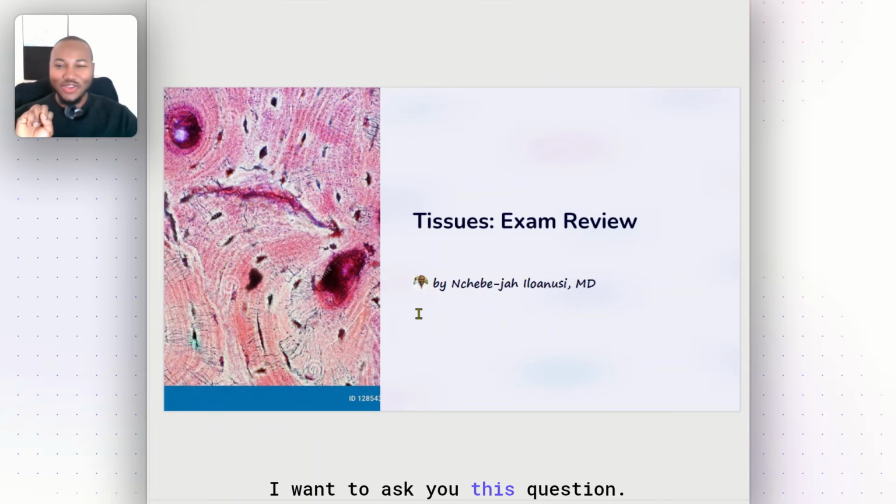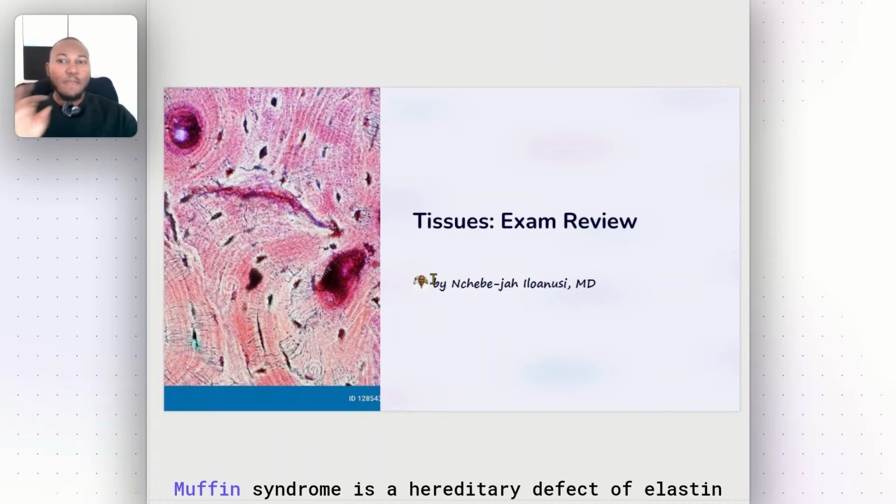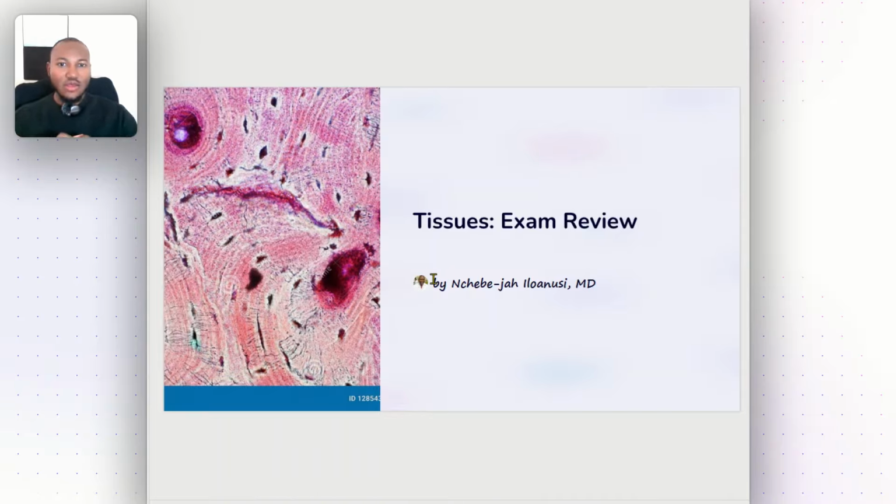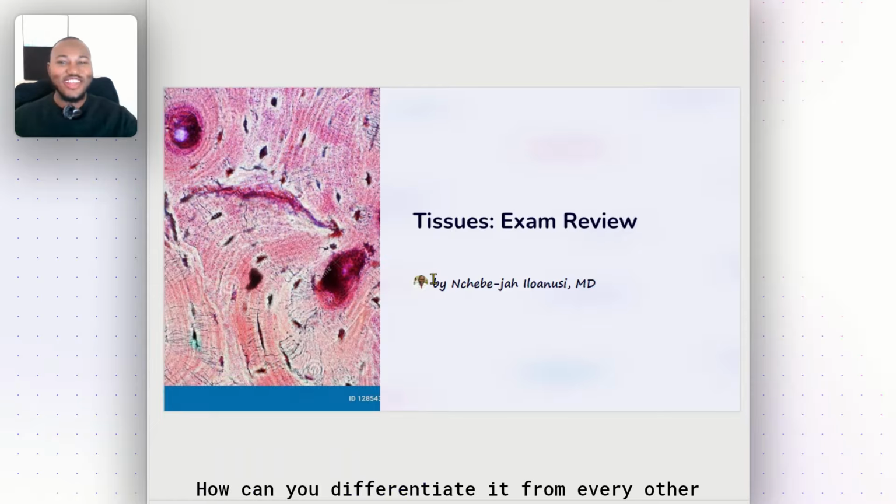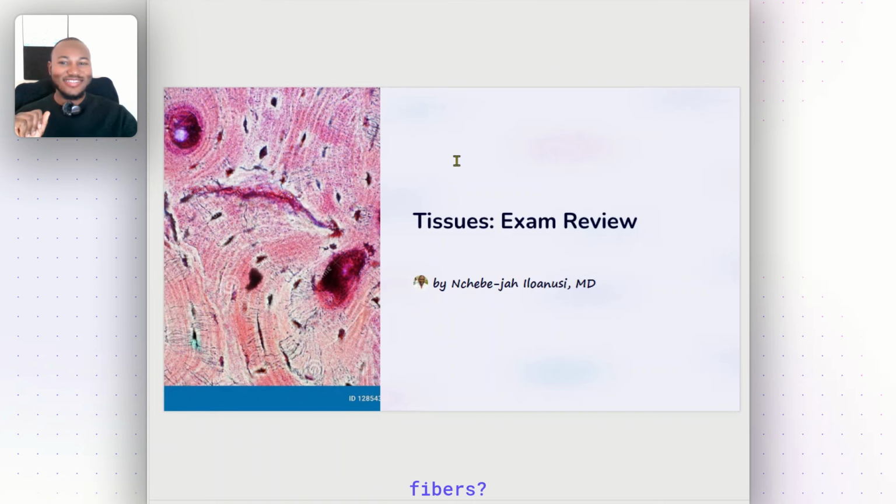Hold on. I want to ask you this question. Marfan syndrome. I know you must have heard of Marfan syndrome when you're discussing tissues. Marfan syndrome is a hereditary defect of elastin fibers, correct? Yes. People with this syndrome, what is the pathognomonic feature? How can you differentiate it from every other problem with the tissues and with the elastic fibers? Okay, let me give you options. Hyperextensible joints, small cranium, elastic bones, stronger bones, viscous blood. What is your answer?